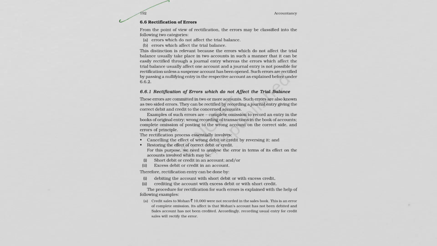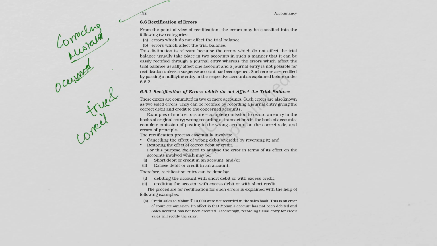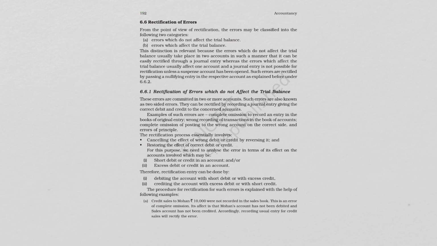Next we have rectification of errors. Rectification simply means correcting the mistakes that have occurred in the books of accounts. Whenever errors are discovered, the accountant must correct them immediately so that the accounts show the true and correct financial position of the business. Rectification of errors can be done at different stages of accounting depending on when the error is discovered.